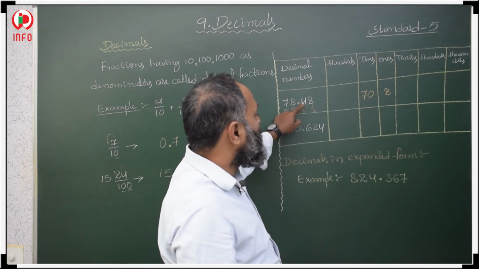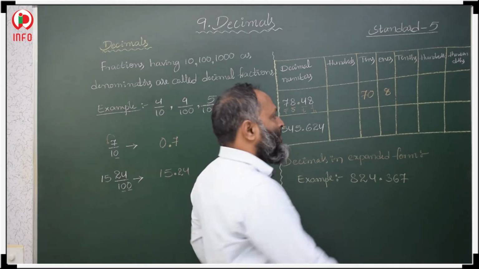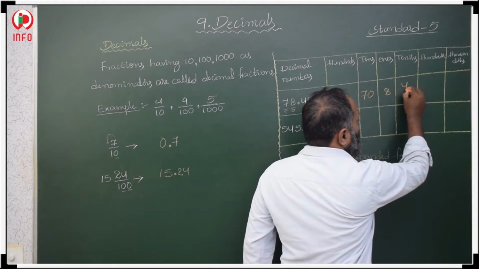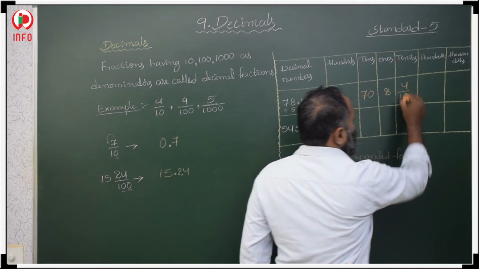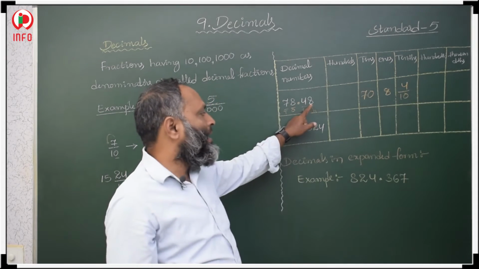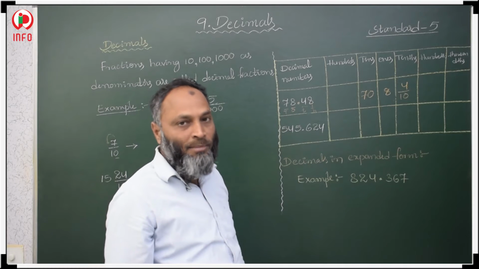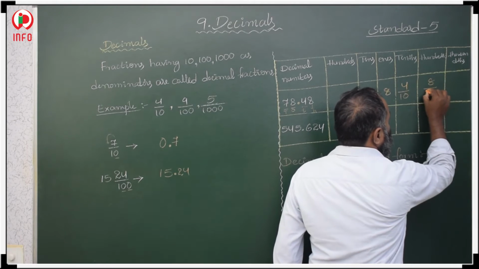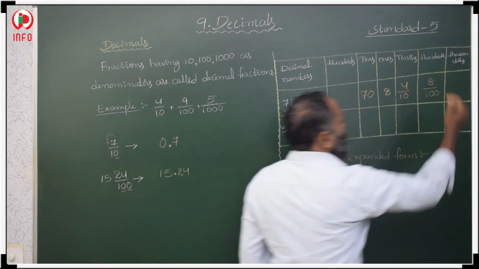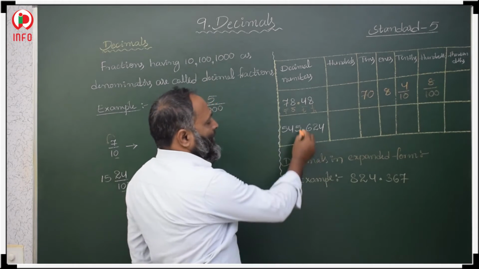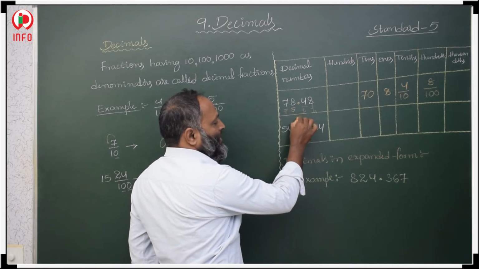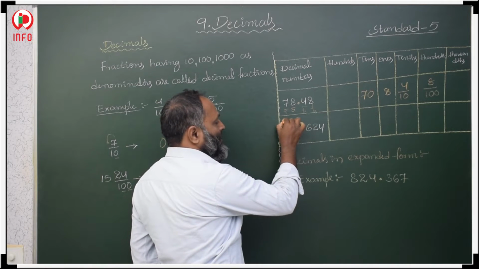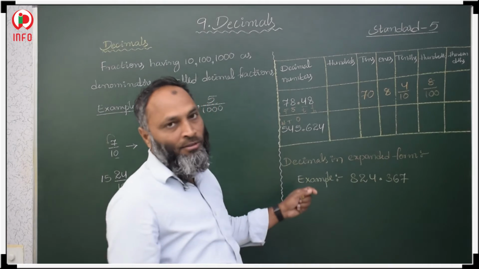Tens, how many tens? 4 tens means 4 by 10. Here 8 is in hundredths place, means 8 by 100. In the same way, this is the decimal place, this is ones place, this is tens place, this is hundreds place. These places we know.